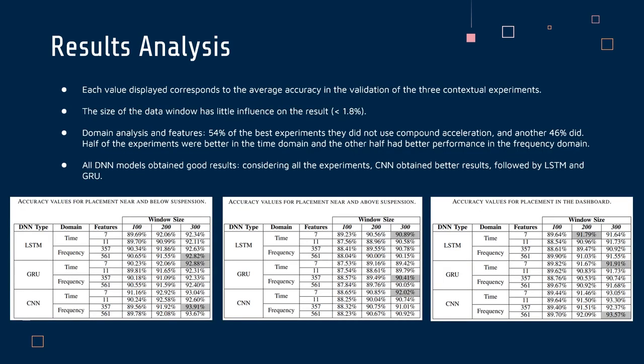This slide details the results of the execution of all experiments on all modules. In each of the figures, there is a division by placement of inertial sensors, deep learning module type, analysis domain, input features, and data window. The displayed value corresponds to average validation accuracy for the 3 contextual experiments. Throughout the results, we observed that modules classify with good accuracy values data from different collection points. The size of the data window has little influence on the result. Half of the experiments obtained better results in the frequency domain and half in the time domain, but with very little variation. All deep learning modules performed well with little variation of accuracy value.